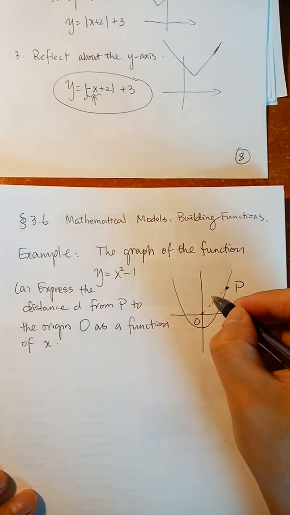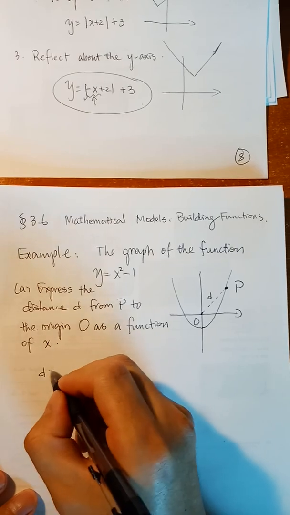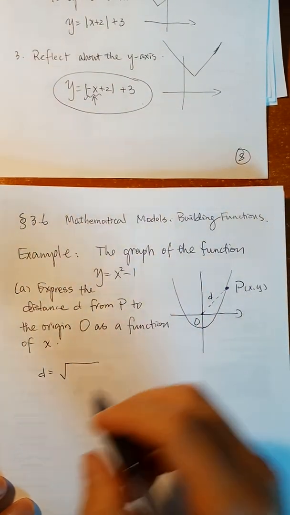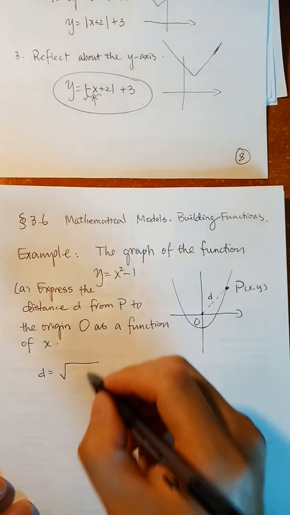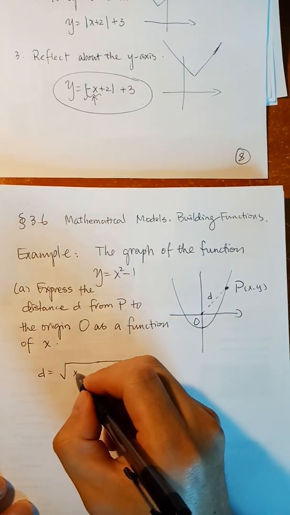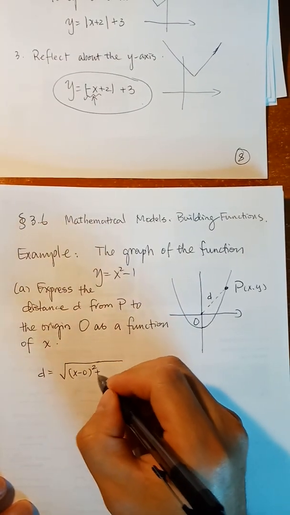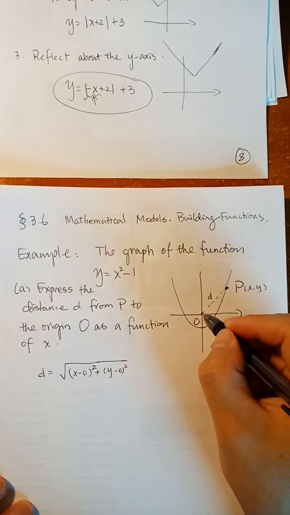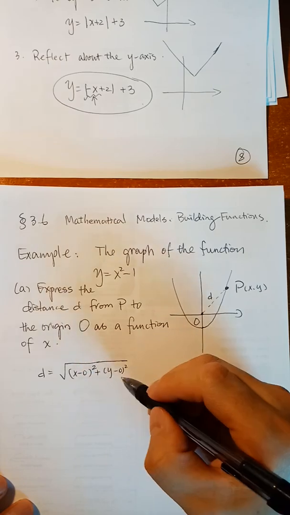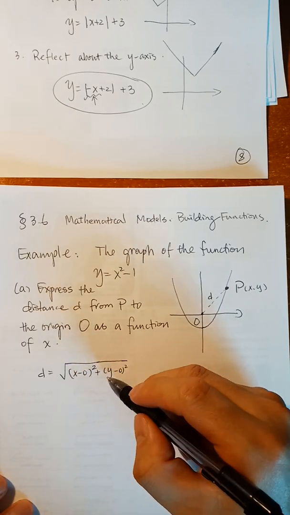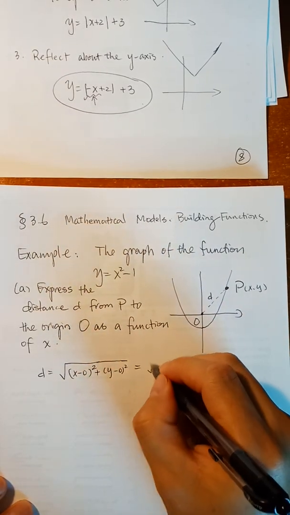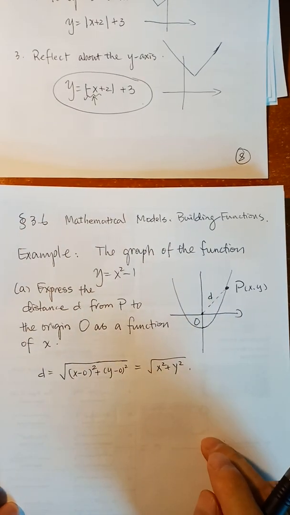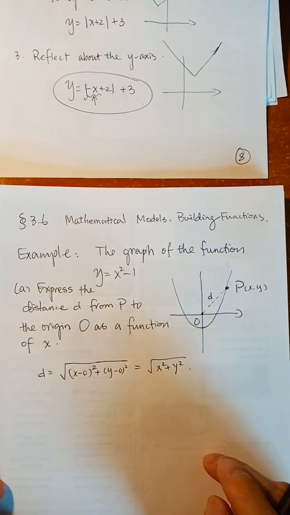So first of all, distance, this is d. We have the distance formula. Assume this point P has coordinates x and y. Then the distance formula is the square root of x minus x-coordinate squared plus y minus y-coordinate squared. The origin has coordinates 0, 0. So it's the square root of x squared plus y squared. This is a corollary of the Pythagorean theorem.